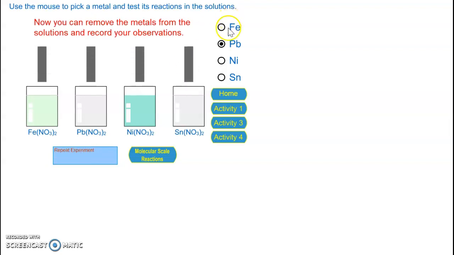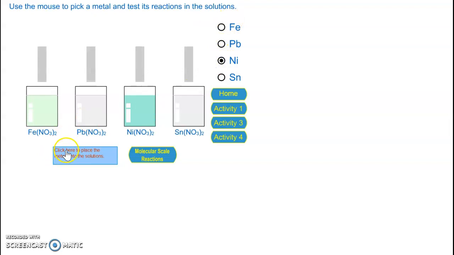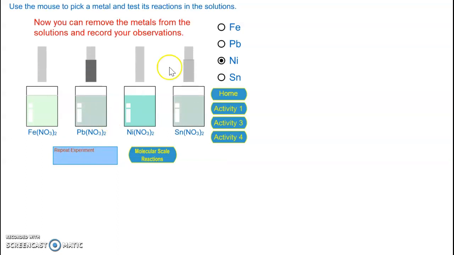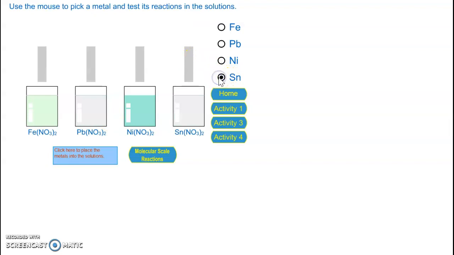Okay. Woo, nothing happened with lead. How boring. It was like the silver before. Okay, keep on moving. Oh, I was a little too excited to try to move it out. Okay, here we go. There's nickel. And now let's take a look at tin.